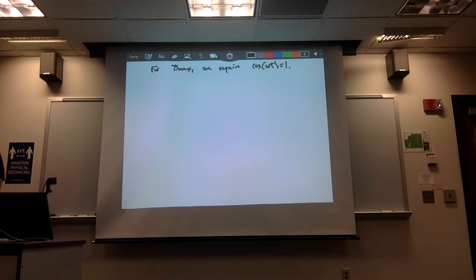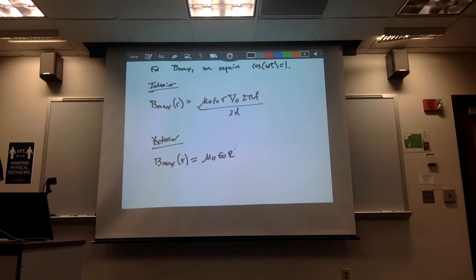Good. So in this case, we then have for the interior that B max as a function of r is equal to mu naught epsilon naught r B0 2 pi times the frequency, all divided by 2 times d. And then for the exterior, we get that B max as a function of r is equal to mu naught epsilon naught R squared B0 2 pi times the frequency, all divided by 2dr.